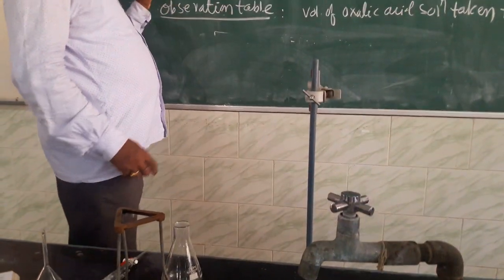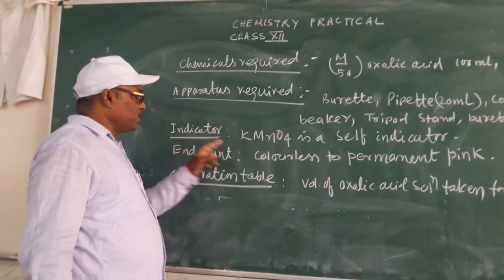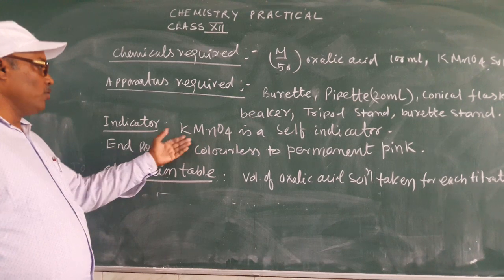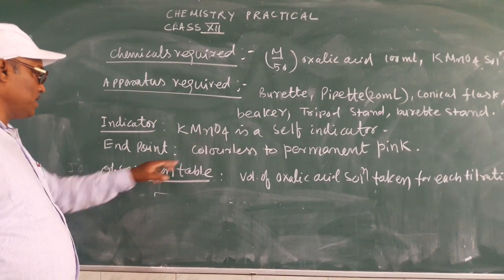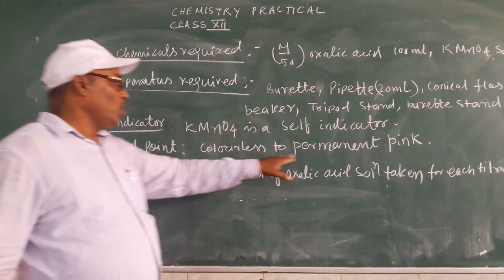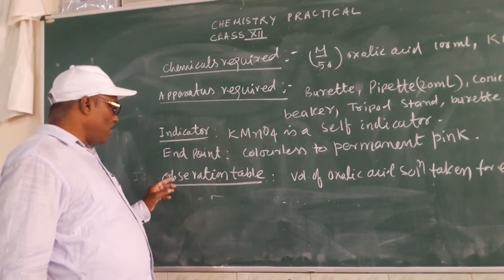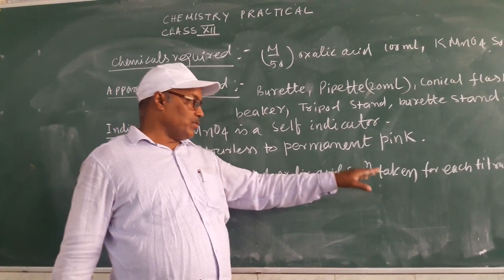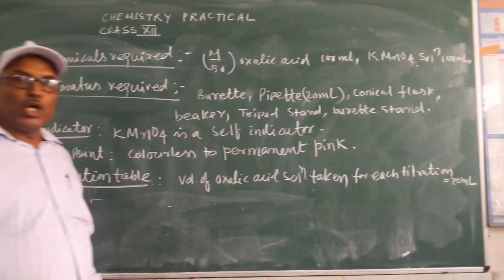Okay, and then we will discuss the indicator. Indicator is KMnO4, self indicator. It is purple color. Okay, so it will be changing to colorless. Colorless solution turning to permanent pink. This is the end point. Colorless solution to permanent pink. And observation table. Okay, the volume of oxalic acid solution to be taken for each titration is 20 ml.